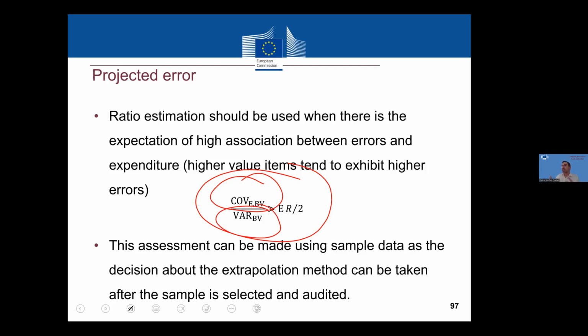And then you have this rule, which is: if this result is larger than half of the error rate, we have to use ratio estimation. If this result is less than half of the error rate, you have to use mean per unit estimation.